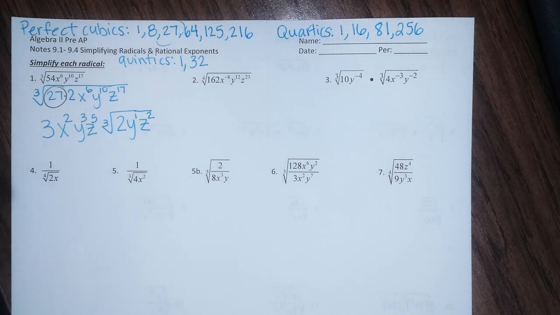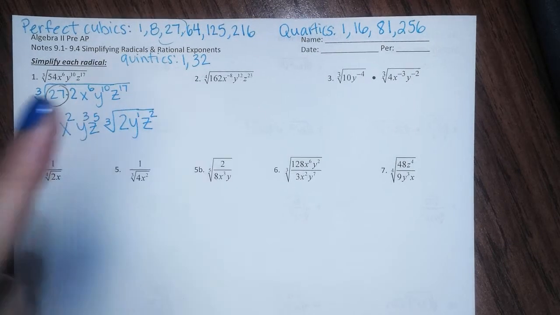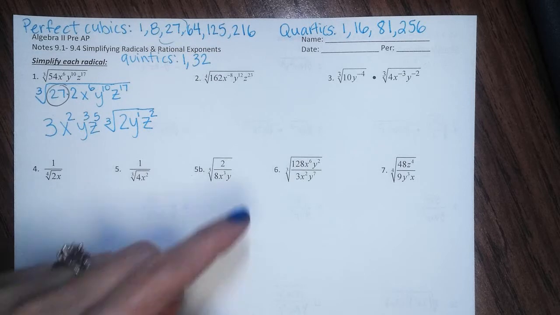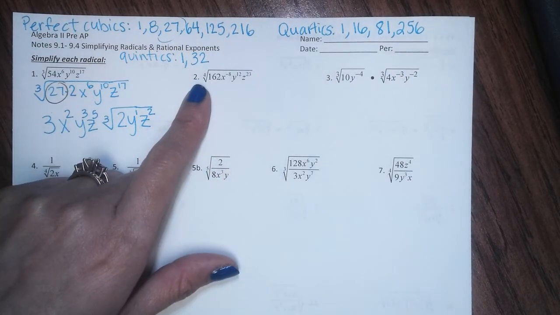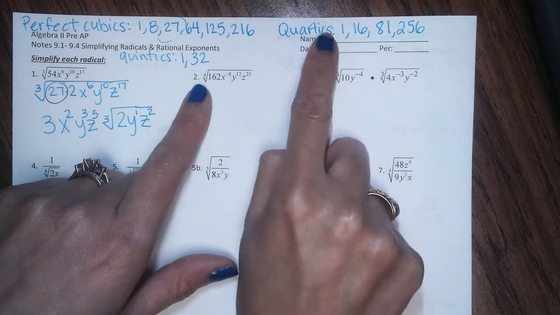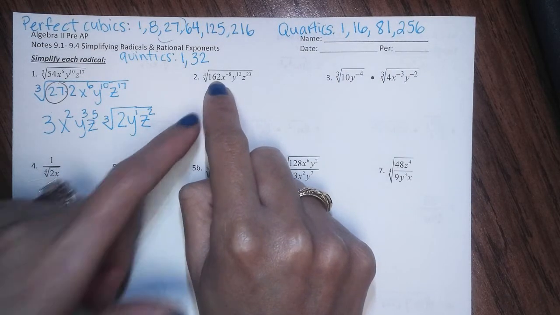You need to make sure you practice simplifying these. Let's try example 4. First, let me pause for questions. Okay, so example 4. I'll do the same thing I did with example 1. This time we're doing the 4th root, so we need to look at the quartic. We need to be able to see which quartic will divide this 162.